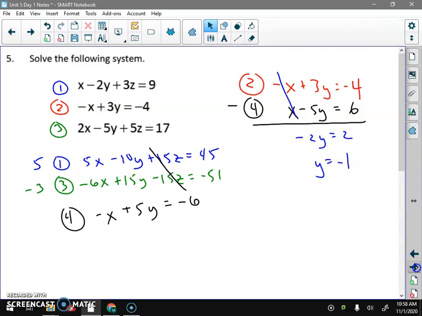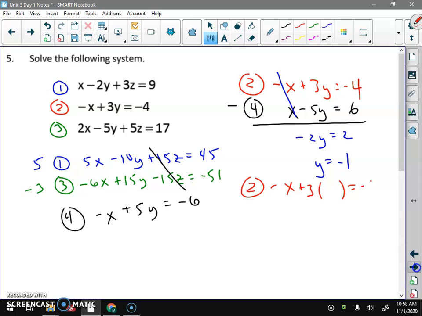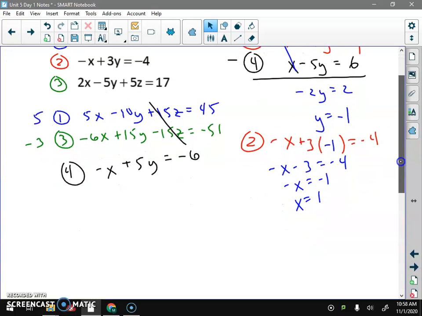If y equals negative 1, I'm going into equation number 2. Negative x plus 3 equals negative 4. Shoot that negative 1 in there. Negative x minus 3 equals negative 4. Add the 3 over. Negative x equals negative 1. x equals 1. Now I have both x and y.